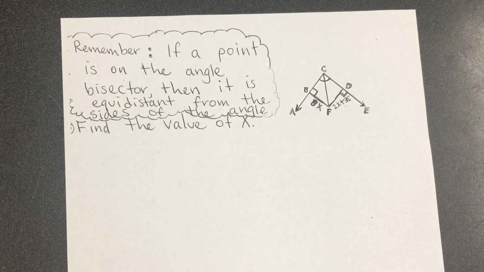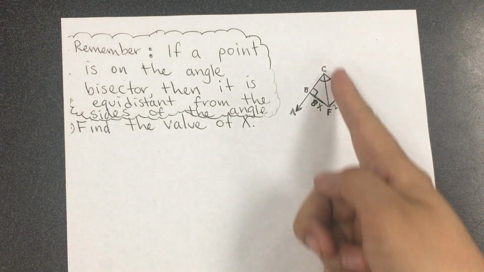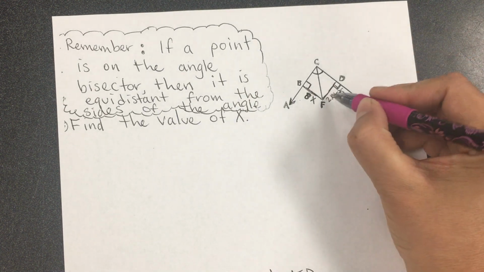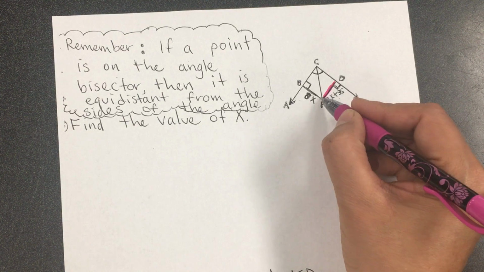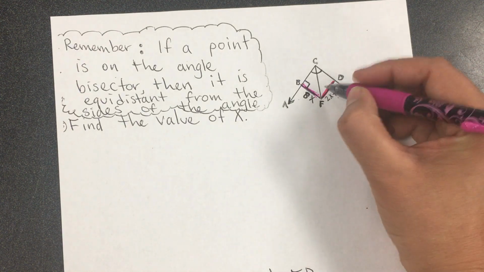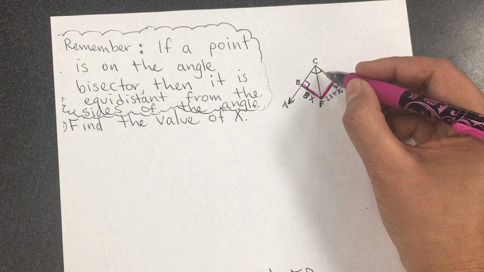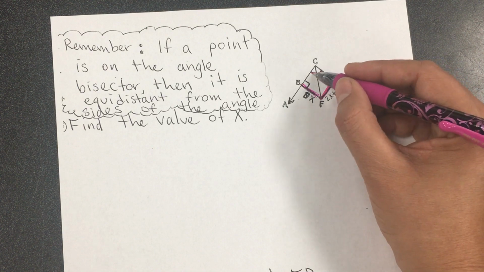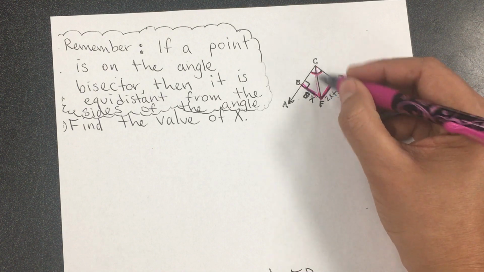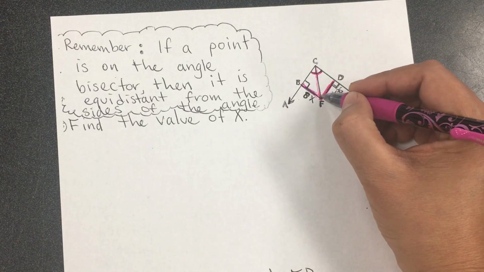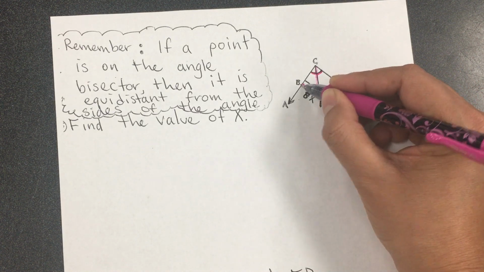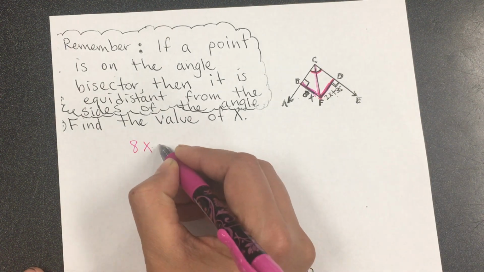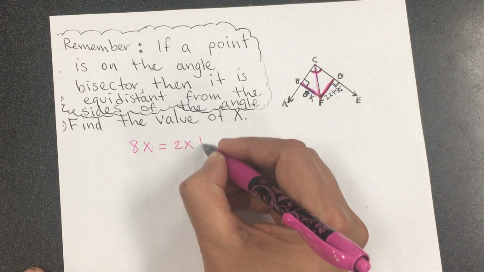Okay, for this example, remember if a point is on an angle bisector, then it's equidistant from the sides of the angle. So, having that information, we can say that this and this are congruent because F is on the angle bisector. How do we know that this is an angle bisector? The markings. These markings here told me that these are congruent, so this is an angle bisector. Okay, so that means that this point is equidistant from the sides of the angle. And so, to find x, all I have to do is say 8x equals 2x plus 35.